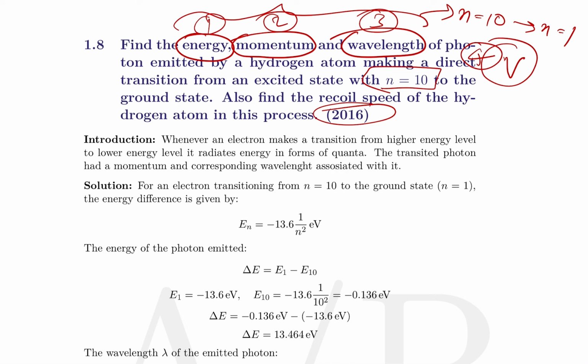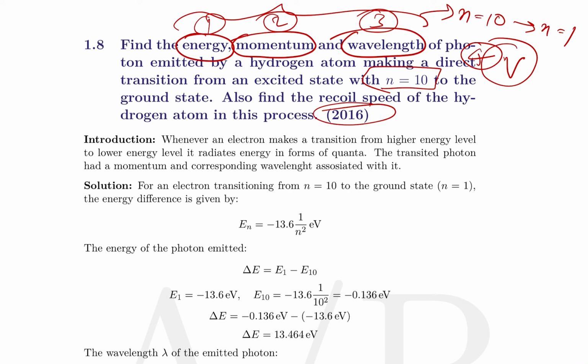Now, the introduction. First we need to identify the fundamental concept being highlighted here, and the concept is the transition of an electron from one state to another. It radiates some energy, it has some momentum associated with it, and there is definitely some wavelength associated with the particle. So we need to find these three things. Our introduction would revolve around the concept of transition of an electron in a hydrogen atom. That will meet the demand of the question.